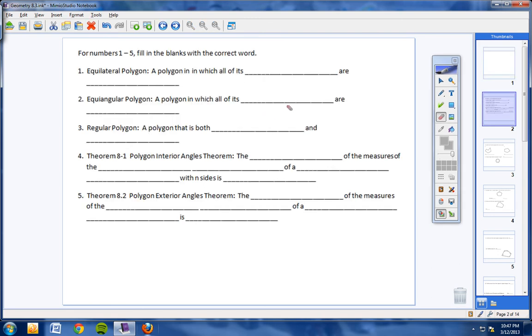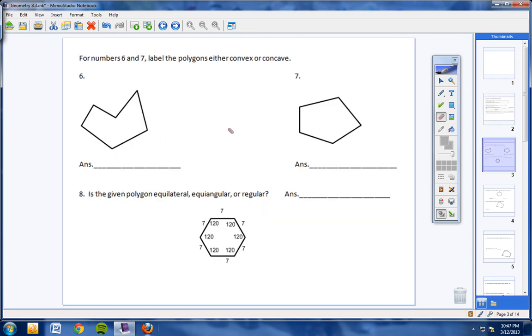This is on the first page of your quiz. Fill in the blanks, as you can see. So please fill in the blanks correctly. Hopefully you've studied these 5 things I've asked you to study. All right, moving on in your quiz, please look at number 6 and 7. For number 6, you're either going to write the word concave or convex, one of those 2 words. Same thing over here. You're going to write concave or convex.